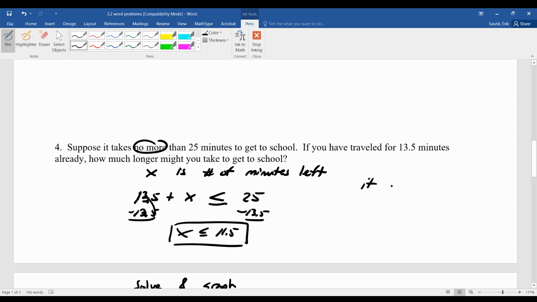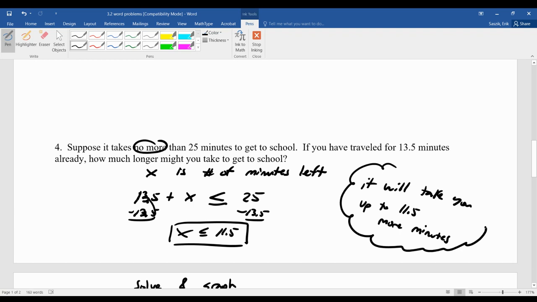So it will take you up to 11 and a half more minutes. Or you could say it would take you 11 and a half additional minutes or less. You see, there's different ways you could say this.